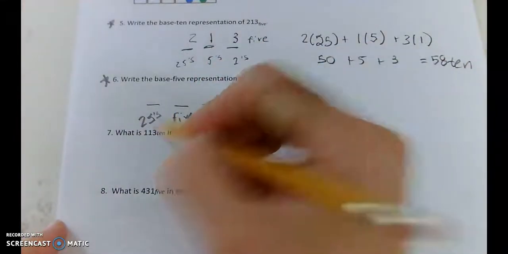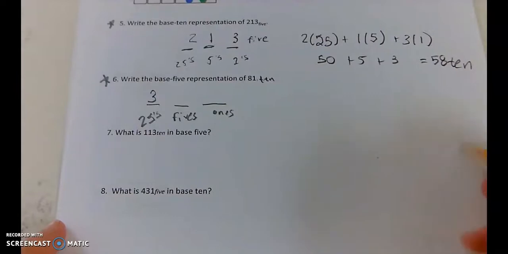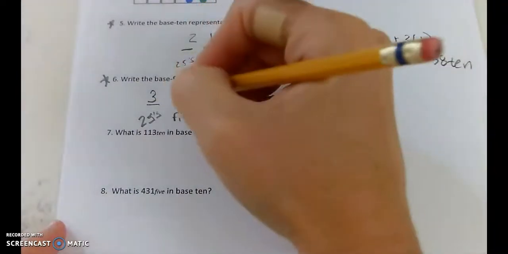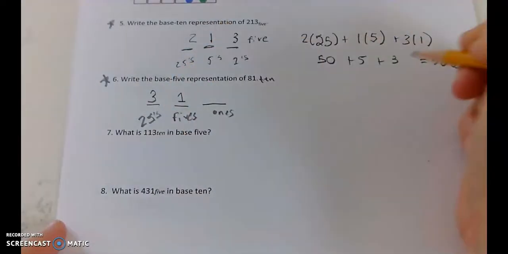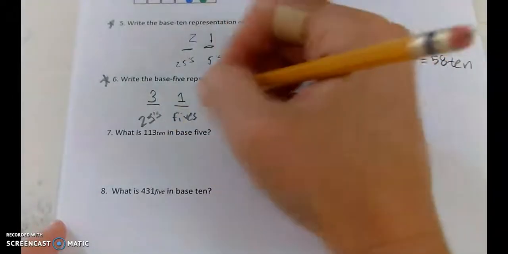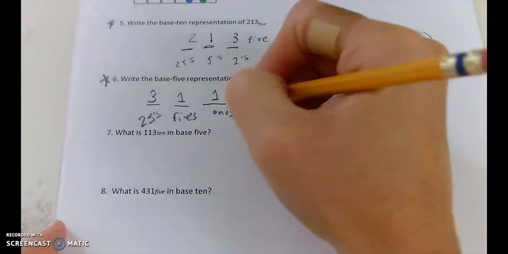Well, I can fit 3 25s, right? Now we're going backwards. 3 25s would get me to 75. I'm close to 81, but I need a 5. I need a 5 that will get me to 80. So I need 1 5, and I need 1 1 to get to 81. All right, and this is in base 5.